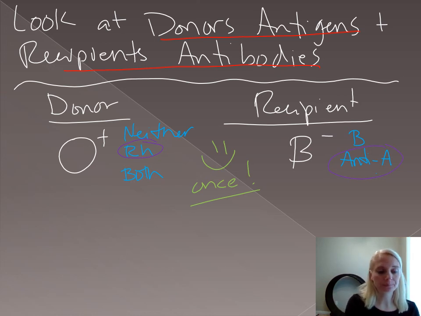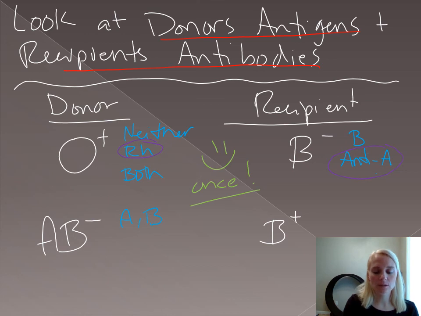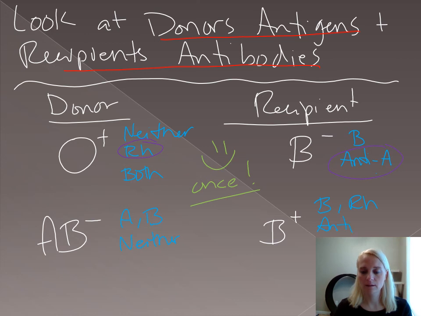Let's do one more. Let's do AB negative giving to B positive. I'm going to have to write the stuff down below on this one. So let's have A antigens, B antigens, and neither antibodies. Maybe I can write it up here. B antigens, Rh antigens, and anti-A antibodies. No anti-Rh because it's a positive blood type. Positive blood type is never going to have anti-Rh.